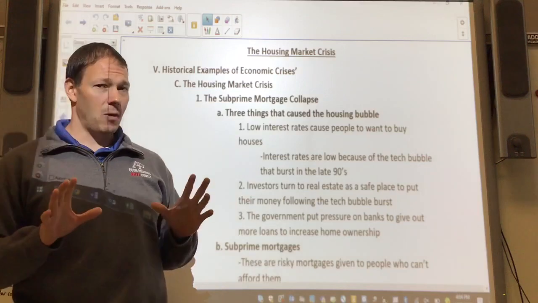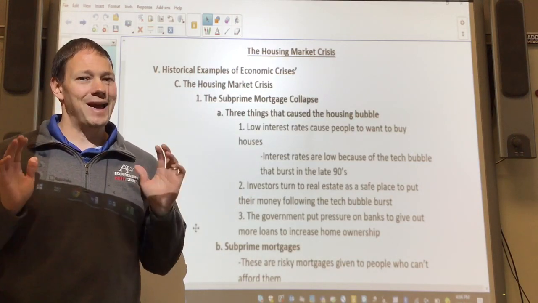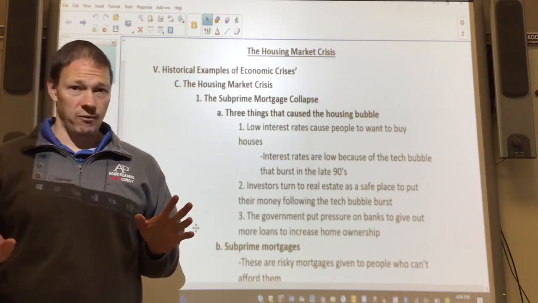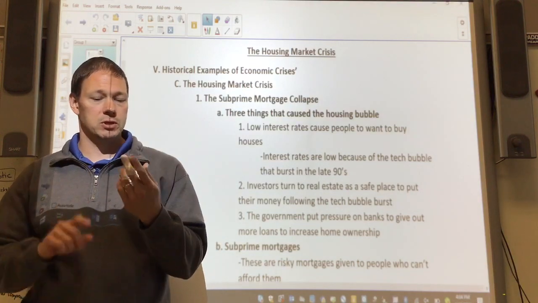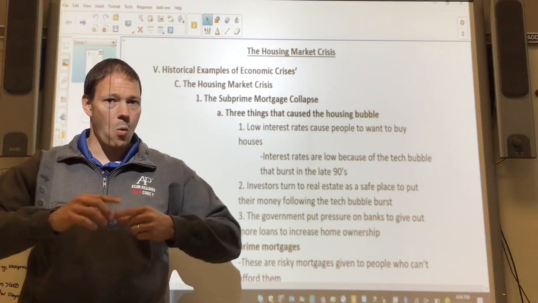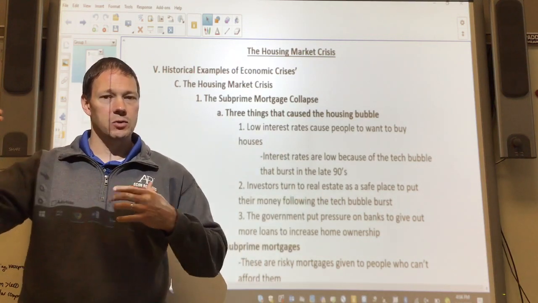As we talk about this, I want to warn you, it can get a little bit technical. I'm going to try to keep it as simple as I possibly can. Let me give you the overview, though. There's three things we want to focus on as we go through this. Number one, what caused the housing boom? Why did housing prices double from 2000 to 2006?